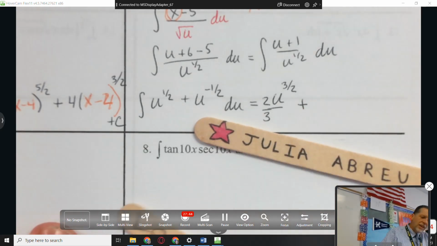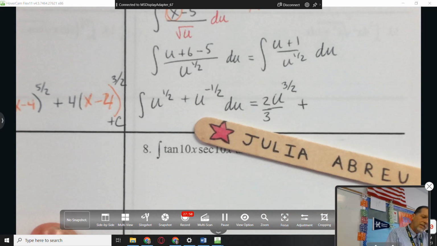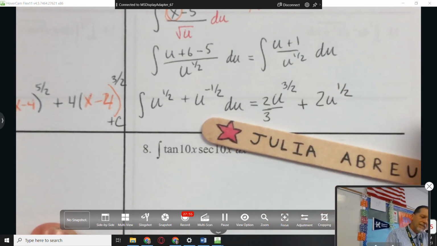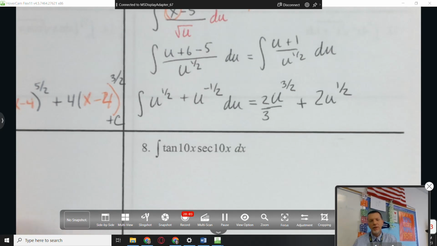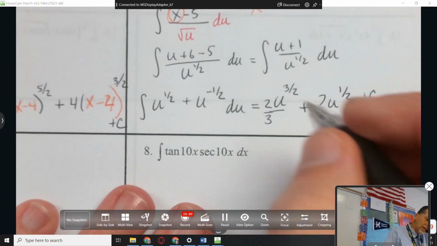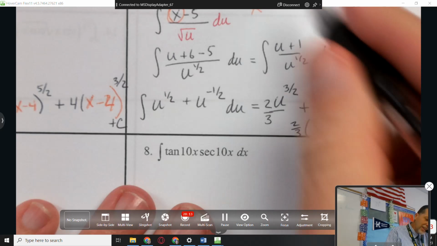Julia, how about the antiderivative of u to the negative 1/2? Yeah. So increase the power by 1, divide by 1/2, which is multiplying by 2. And I guess I can't blame either one of them because they answered the question I gave them. What am I missing though? Plus c. So let's put the u stuff back in there, or excuse me, the x stuff back in there.